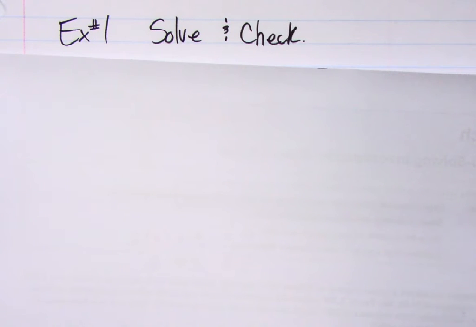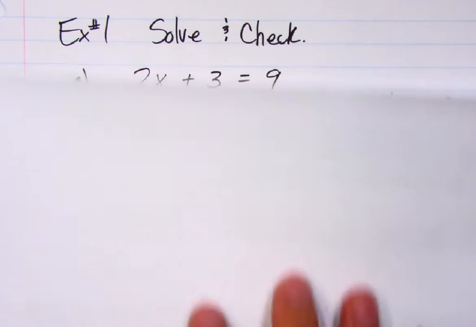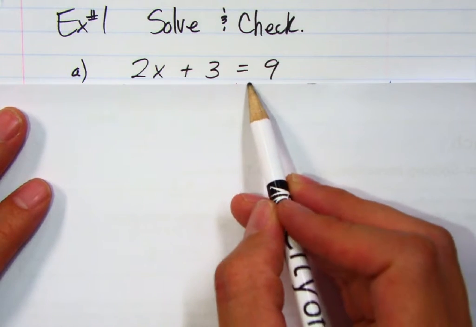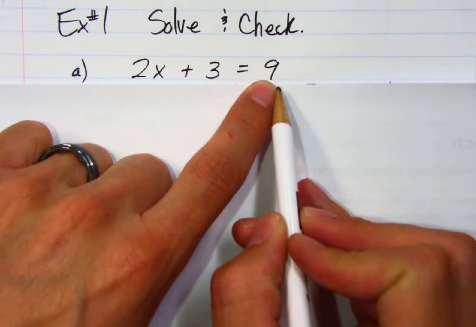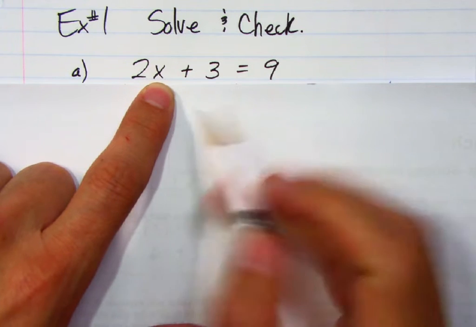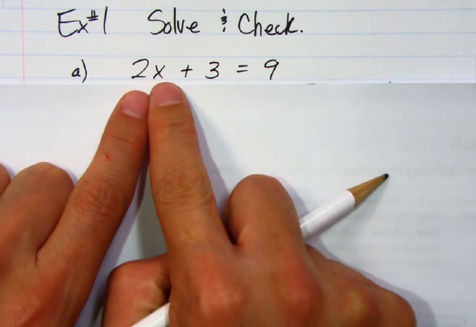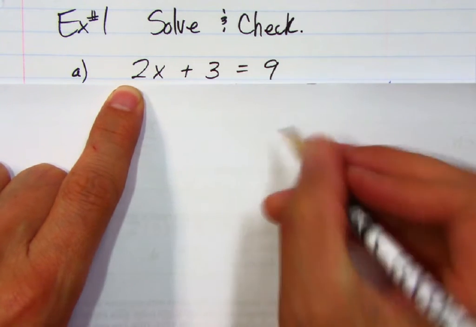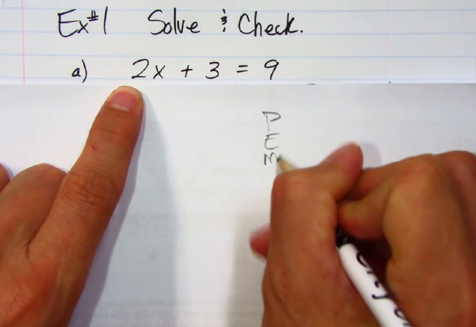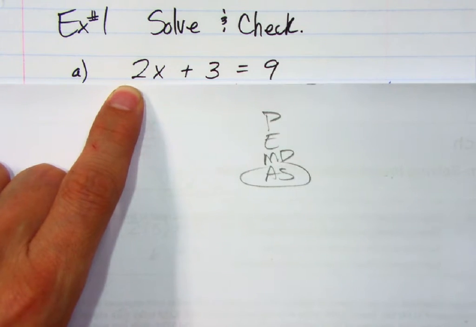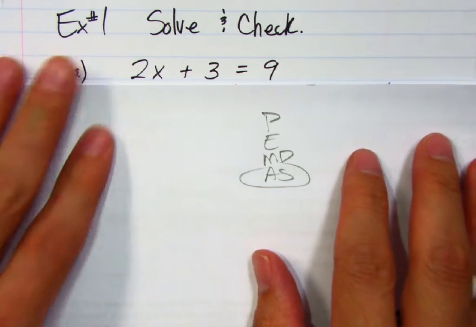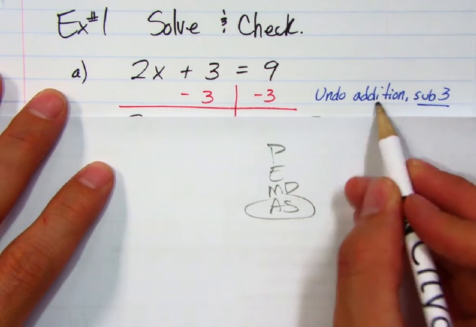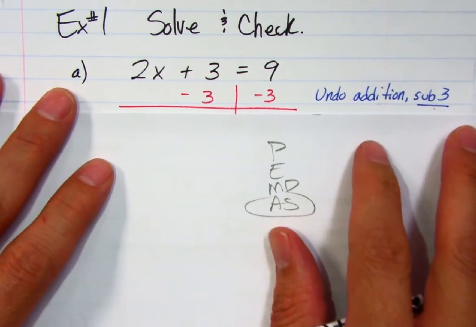All right, so let's solve and check. Here we go. 2x plus 3 equals 9. All right, so I already know the answer. I want to know where it started from. So the first thing I notice is, hey, x times 2, and then add 3 to get 9. And I remember to myself, hey, PEMDAS, but backwards. Take care of any addition and subtraction first. So I see addition here. I will subtract 3 on both sides. Undo addition by subtracting 3. Subtract 3 on both sides.